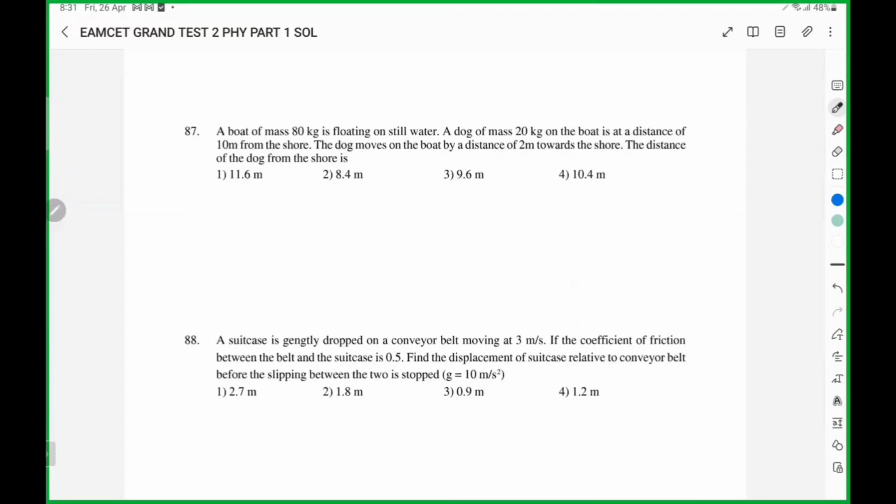So a boat of mass 80 kg is floating on still water. A dog of mass 20 kg is on the boat, somewhere here, at a distance of 10 meters from the shore. So this is the shore for us.